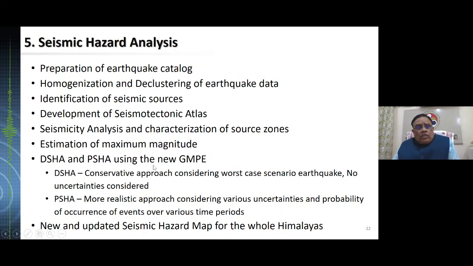Then we took up the seismic hazard analysis, where again the steps are very clearly laid out here for you. We have taken a 0.5 kilometer grid for the seismotectonic atlas data development. Both DSHA and PSHA using the new GMPE have been analyzed. DSHA is basically a conservative approach considering the worst case scenario earthquake. No uncertainty is considered here. PSHA is a more realistic approach considering various uncertainties and probabilities of occurrence of events over various time periods. Finally, a new updated seismic hazard map for the whole Himalayas was developed, for both the North Central Himalayas and the Northeast Himalayas, based on the procedure I have laid out here.